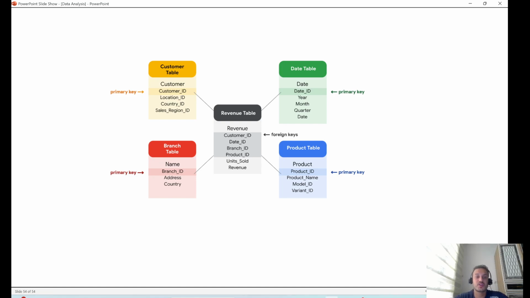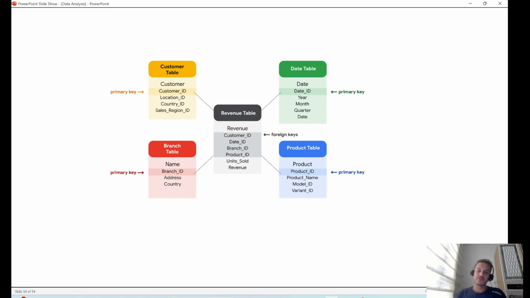So what is the primary key in the customer table? We have the customer ID, it is unique. In the branch table, we have the branch ID, which is the only branch ID in this table, just like the only customer ID in the customer table. So this is the primary key. In the date table, we have the date ID, so this is the primary key. In the product table, we have the product ID. This is the only product ID in this column. So this is the primary key.